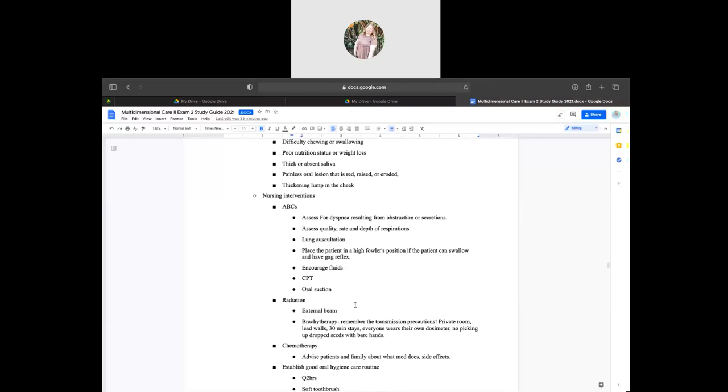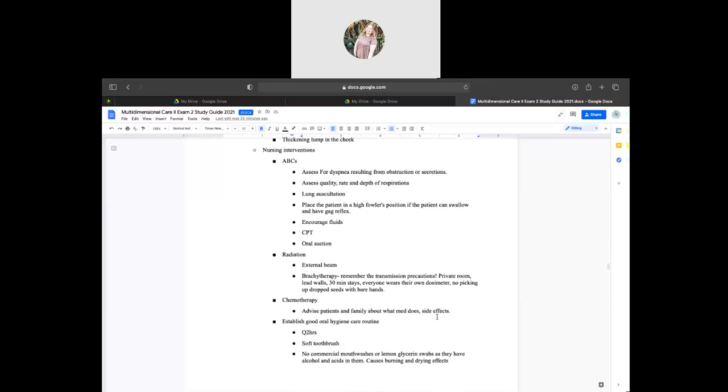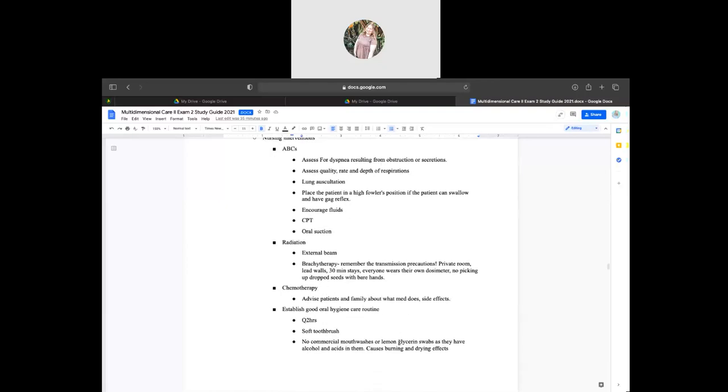Radiation can occur and be a treatment. Remember, brachytherapy can also be an option. Remember your procedures with brachytherapy. Chemotherapy can be an option as well. Many medications, the doctor usually prescribes this, but it's an option.